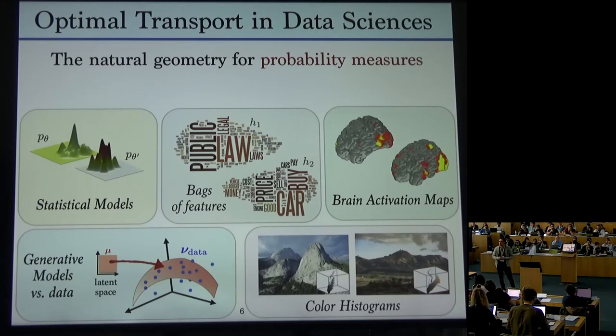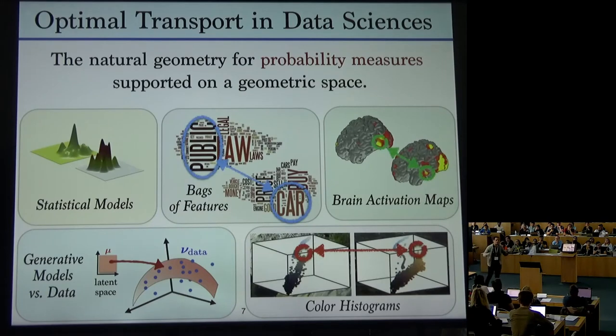So in all of these cases that I've described, we're essentially given the task that you want to compare probability distributions. And one thing that optimal transport will be useful for is to compare two probability distributions which are supported on a space which is geometric. By this I mean that you have on the one hand a distribution made of, let's say, physical locations in the cortex, words, colors, whatever, and you have another distribution. What is really important in optimal transport is that you are able to compare those two.